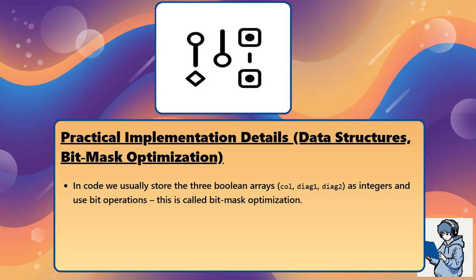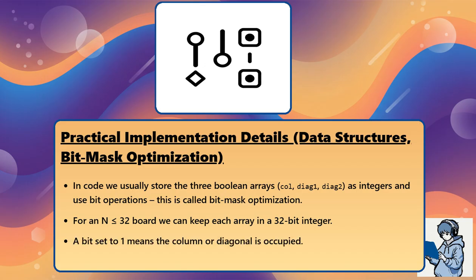In code, we usually store the three Boolean arrays col, diag1, diag2 as integers and use bit operations. This is called bit mask optimization. For an n less than or equal to 32 board, we can keep each array in a 32-bit integer. A bit set to 1 means the column or diagonal is occupied.